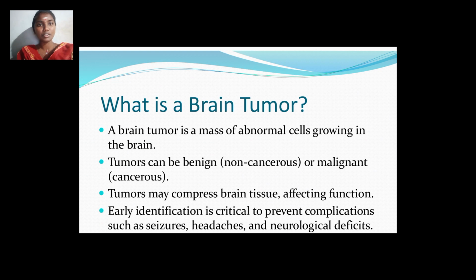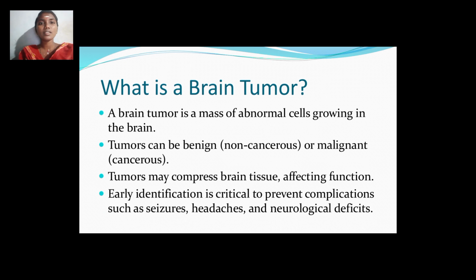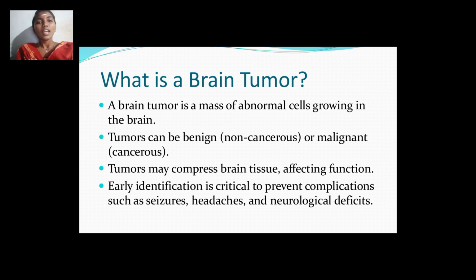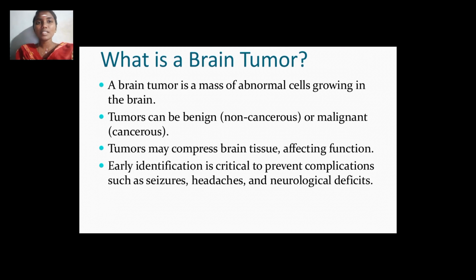Next, what is a brain tumor? A brain tumor is a mass of abnormal cell growth in the brain. Tumors can be divided into classifications like benign and malignant tumors. A benign tumor is non-cancerous and a malignant tumor is cancerous. Tumors compress the brain tissue and affect the function of the brain. Early identification of brain tumors prevents critical complications like seizures, heart attack, and neurological defects.